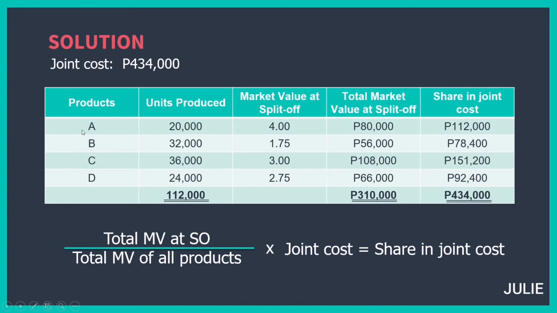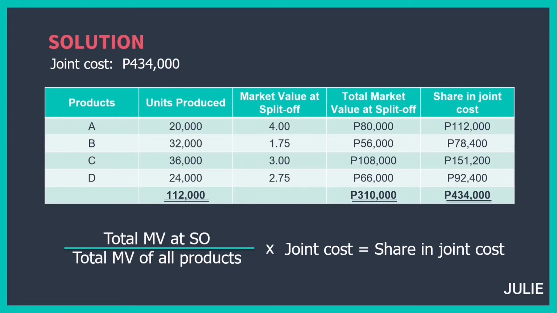So we have now product A, units produced is 20,000, market value at split off is 4 pesos, total market value at split off is 80,000, the share in joint cost is 112,000 pesos. So for product B, we have 32,000, 1.75 as market value, 56,000 as total market value at split off, and 78,400 as share in joint cost.